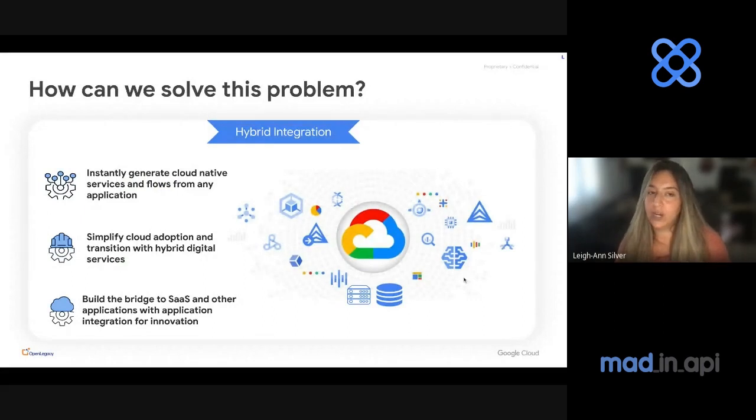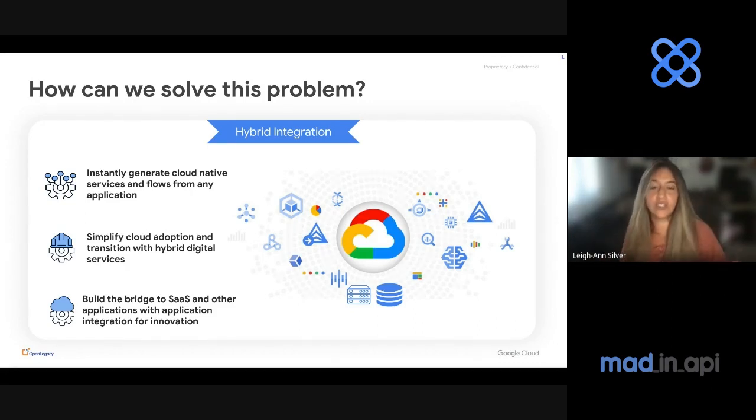So how do we solve for this problem? We're a hybrid integration platform. So basically you have the Apigee platform that is doing everything on the modern side, and then you have your OpenLegacy platform that is doing everything on the complex legacy on-prem side. And together, you're combining a hybrid integration strategy and using API-led digitalization. So you can instantly generate cloud-native services and work those workflows to have new applications. You simplify the cloud adoption and the transition with hybrid digital services.